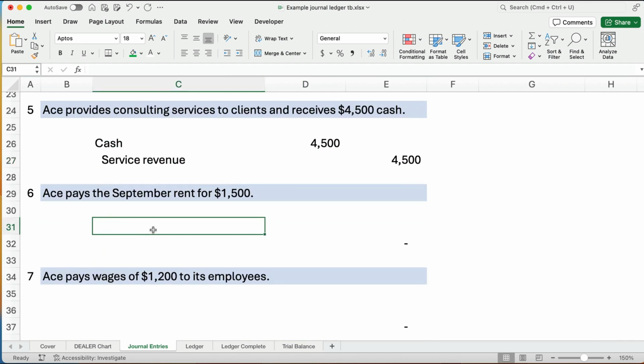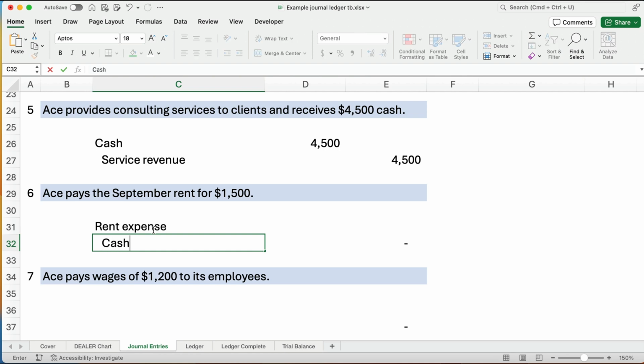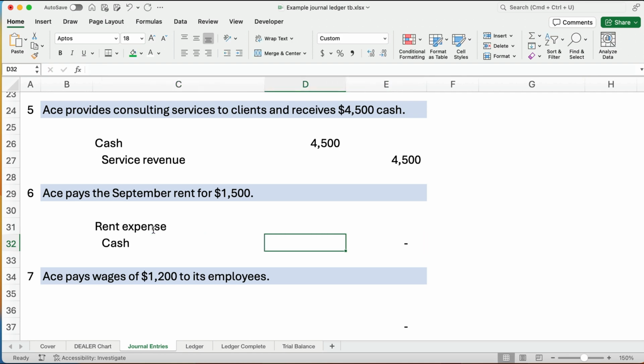All right, the company Ace pays the September rent for $1,500. So we're going to say this is rent expense. Rent expense is an expense account that goes up with a debit. We're going to credit cash, since we paid cash. So a lot of these transactions have cash.